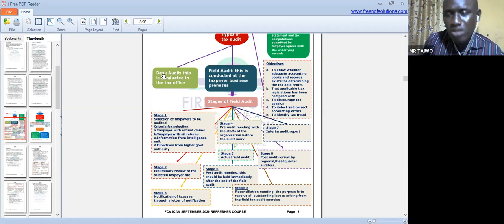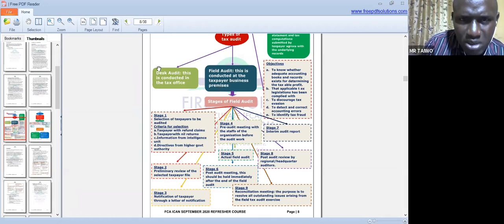Tax audit can be carried out by the tax authority in their office. But the field audit is the one where they come to your office to do it. I know some of you will agree with me that there are times the tax authority will come to your company to do their tax audit. I guess they come there to get their facts and be sure that you're not lying. That audit is what we call a field audit: the audit conducted at the taxpayer's business premises.